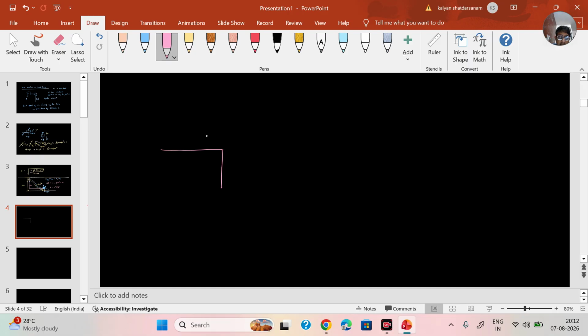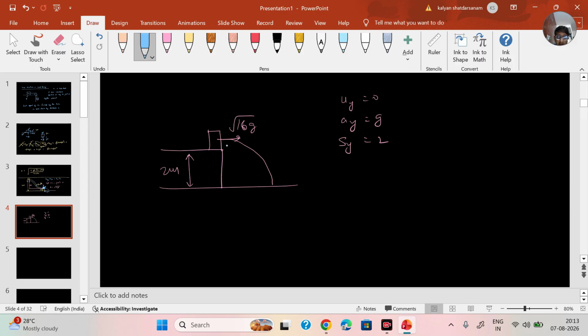Now from position B, this is 2 meters high. The velocity we got is root 16g. Now we are planning to get the range. First we will do vertical kinematics. Vertically, initial velocity is 0. Acceleration in y direction is g. Displacement in y direction is 2, because once it falls, this is the total displacement. This is vertical, this is horizontal. Vertical is 2 meters, so I am using vertical kinematics.